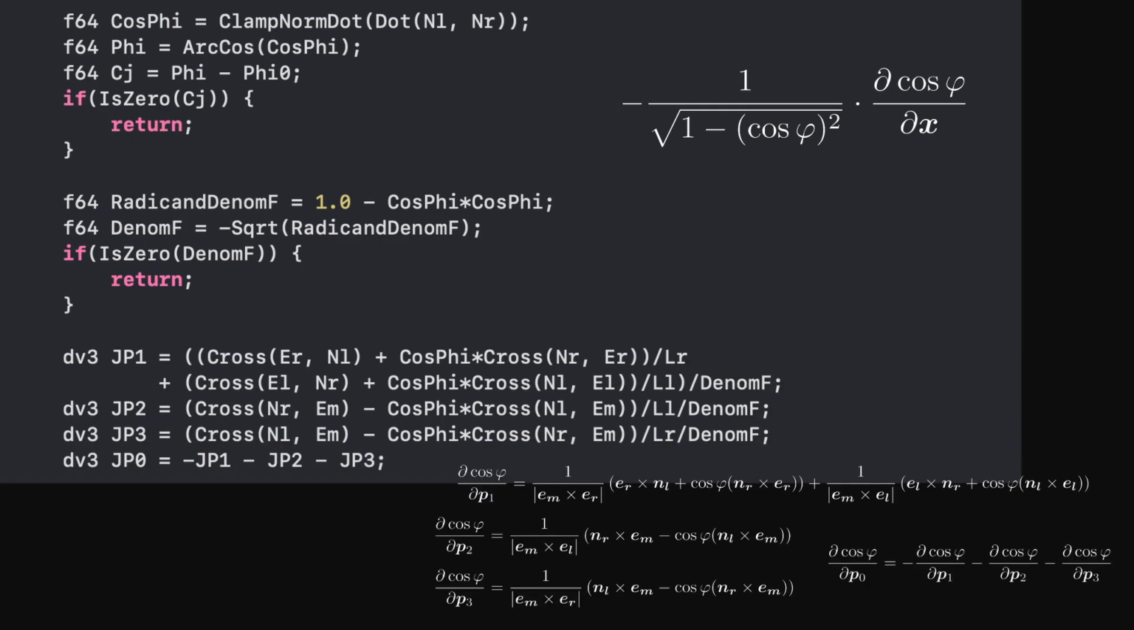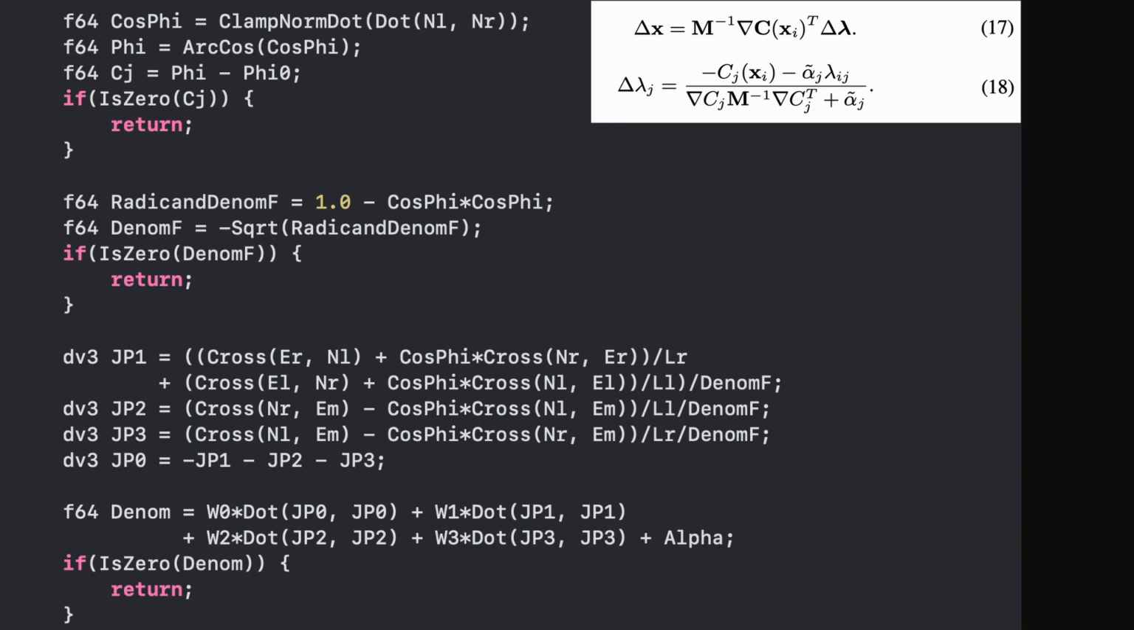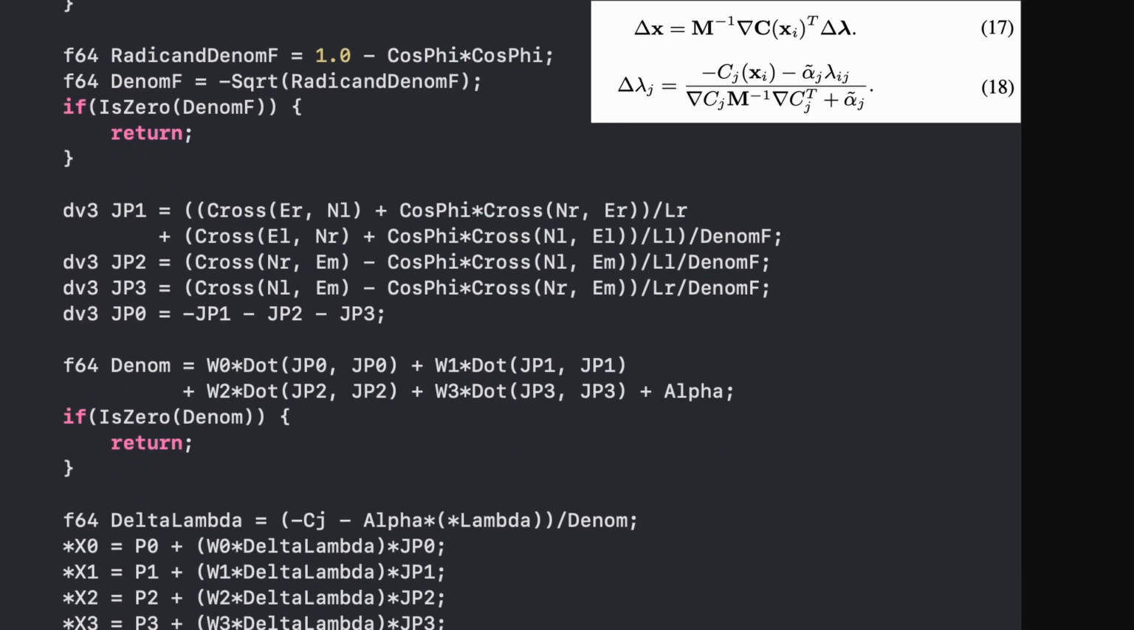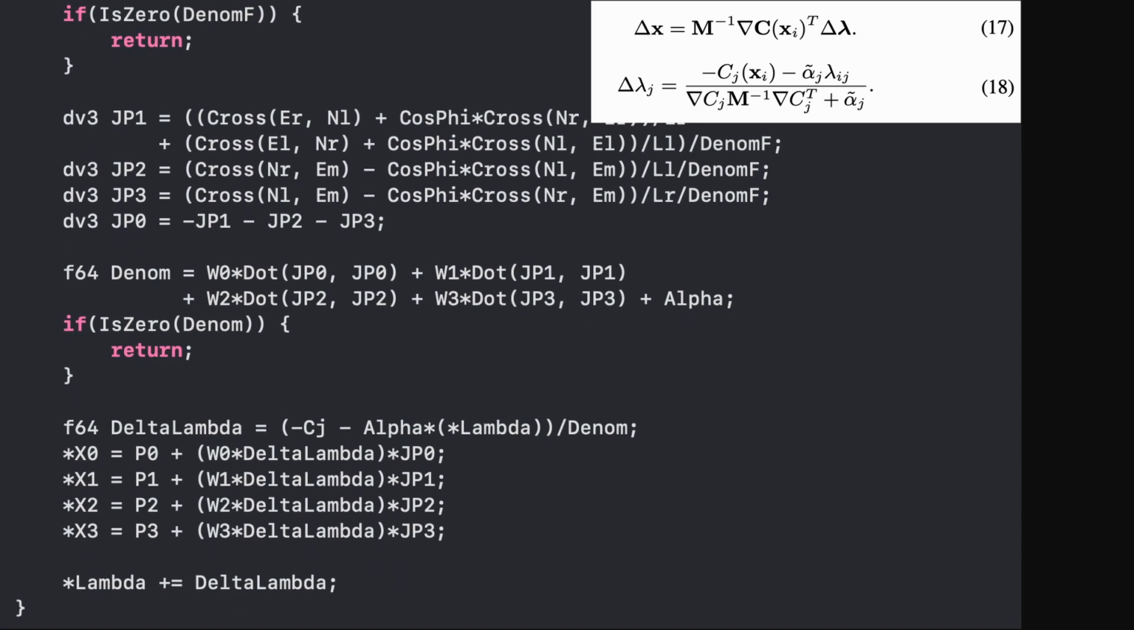Using these, the extended position-based dynamics formulas are applied by first defining the denominator of the delta lambda variable and again checking for zero, then computing delta lambda and updating the triangle positions. Finally, the lambda variable is updated. Now let's see if the implementation works.